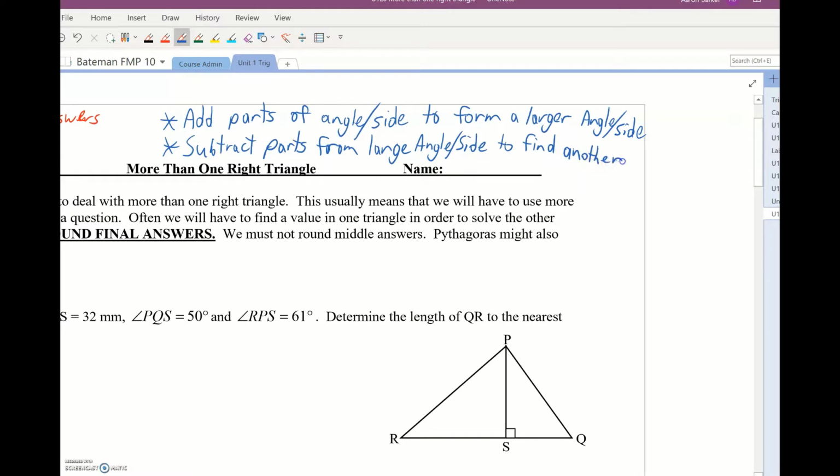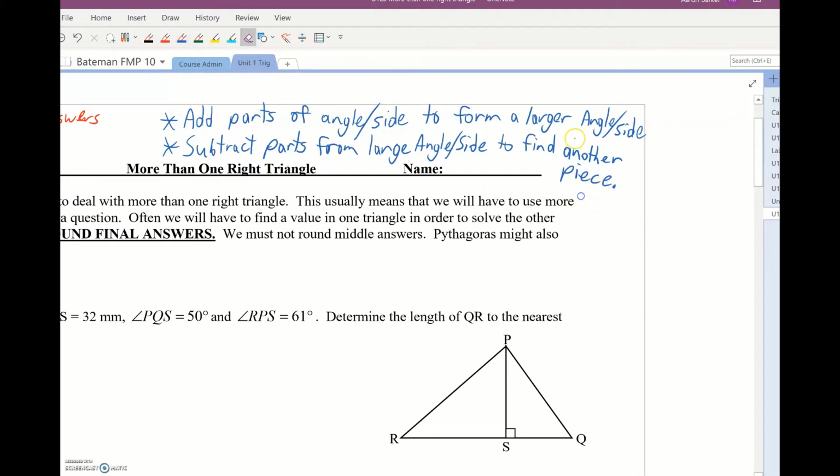So not only do you have to see how triangles are connected so you can do your work, but you're going to have to be a bit of a detective to figure out what the diagram means, what it says, and how to do your calculation. Okay, and then you're going to have to get your answers and add them together.